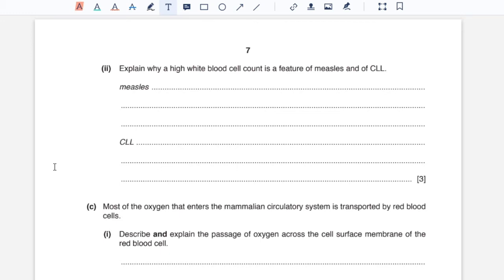Explain why a high white blood cell count is a feature of measles and CLL. So measles is an infectious disease, and it causes an increase in the number of white blood cells because it stimulates an immune response, where the number of B or T lymphocytes can increase by clonal expansion following clonal selection. And the number of white blood cells can also increase in chronic lymphocytic leukemia, because leukemia is a type of cancer where the cells divide uncontrolled by mitosis.